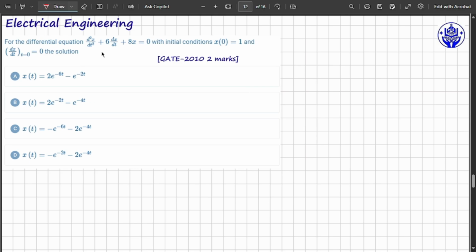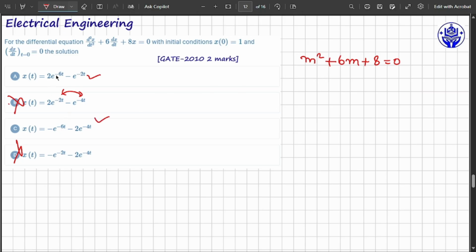Another one is the differential equation in which the auxiliary equation is m square plus 6m plus 8 equals 0. And you can see what the roots of this differential equation are. Of course, this can't be the root. It is 4 and 6, so this can't be the solution. Then what is the solution for this case? From A and B, this may be the solution.